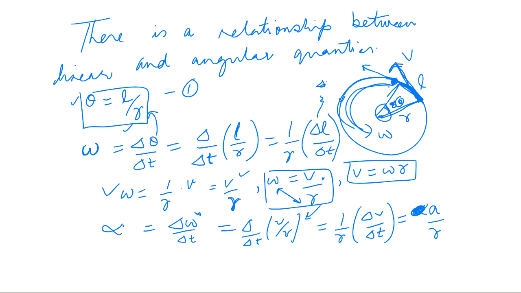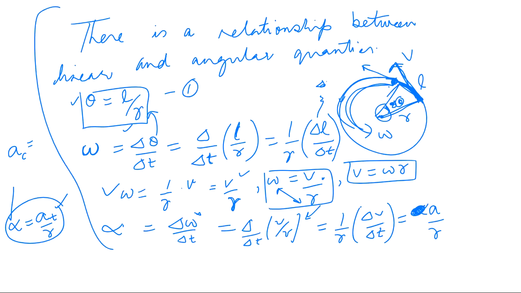Let me write it here. Alpha is equivalent to a over r. This is the tangential acceleration, and this is the angular acceleration. They have a relationship. We'll be looking into some of the formulas over here. Also, I should say that we have a centripetal acceleration, a_c, one more form of which you saw in circular motion, that is v squared over r.